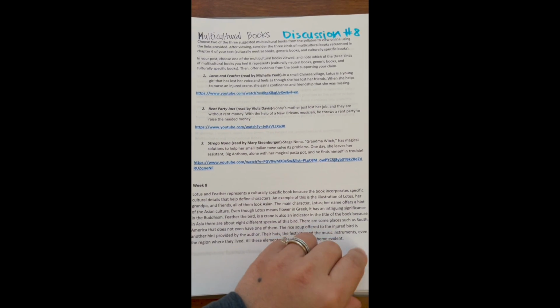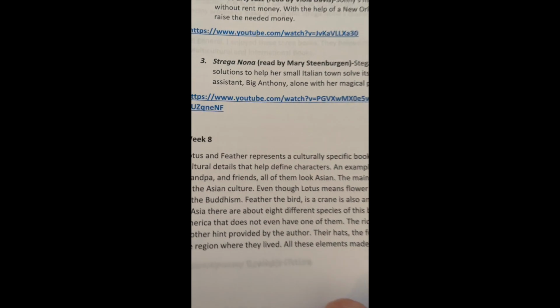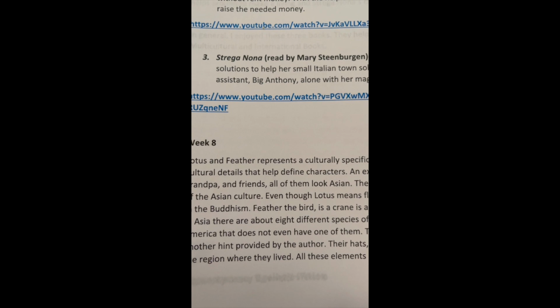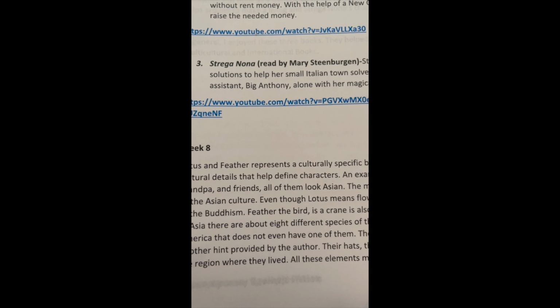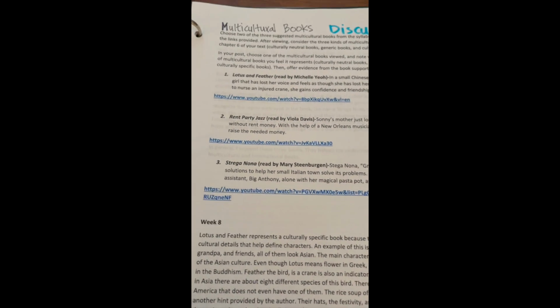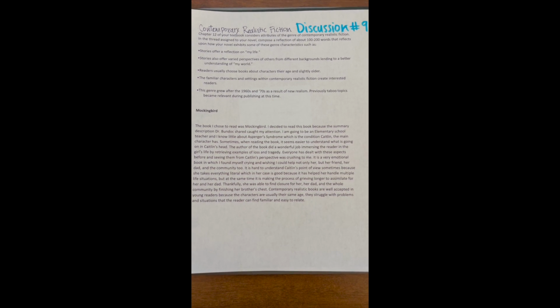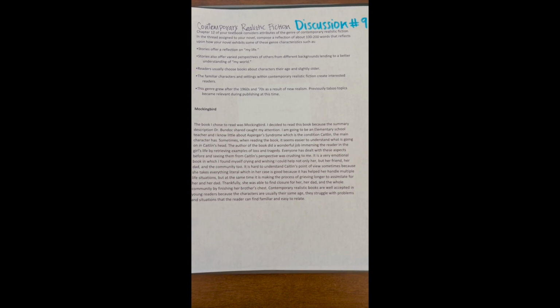Multicultural books, discussion number 8. I chose Lotus and Feather, and that is one of my favorite books now. I really love animals, and I enjoyed those books where the animals are able to live and be free. I also chose Strega Nona for week 8, and it was a really fun multicultural book. Contemporary realistic fiction, discussion number 9: Mockingbird was the book I did my discussion about.